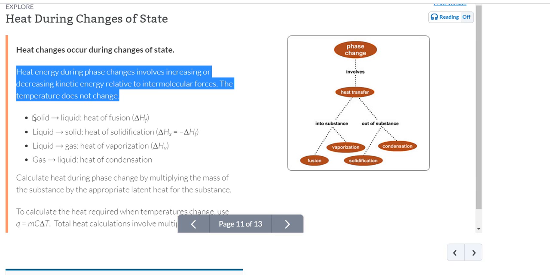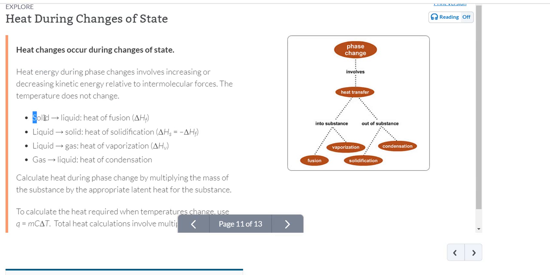So the heat of fusion is what we call the energy needed to get from a solid to a liquid during the phase change. The heat of solidification is what we call the energy needed to get from a liquid to a solid. The heat of vaporization is what we call the heat needed to get from a liquid to a gas. And then to go from a gas back to a liquid, we call that the heat of condensation. And you can see the different symbols that are used to represent those terms.